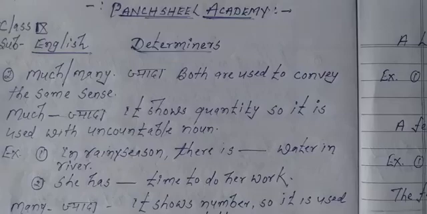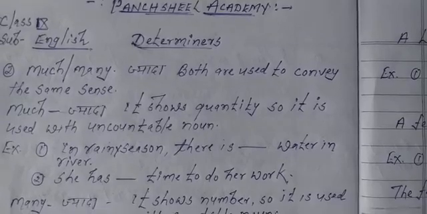Now you can see the example of much here. In rainy season there is blank water in river. Now there is water, we cannot count it, we can measure it only in quantity. That's why in rainy season you can see the rivers are overflooded, so there is much water in the river. Now the second example, she has blank time to do her work.